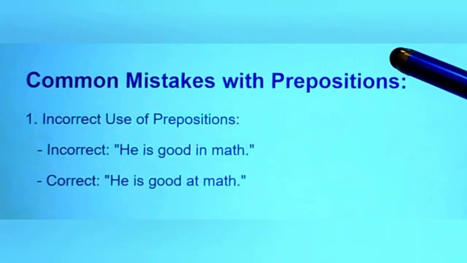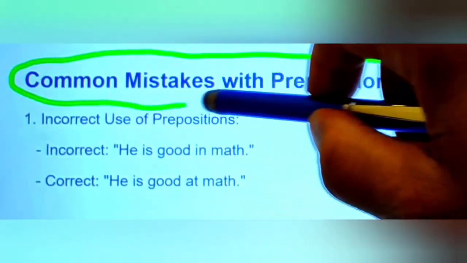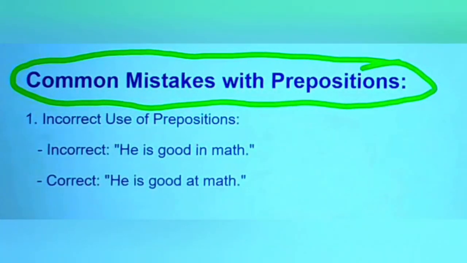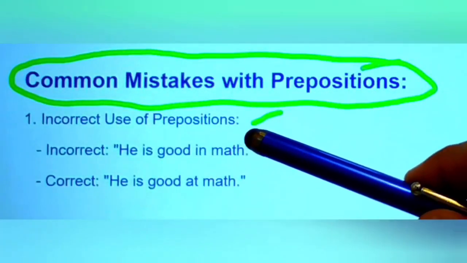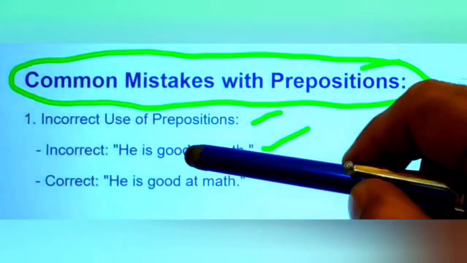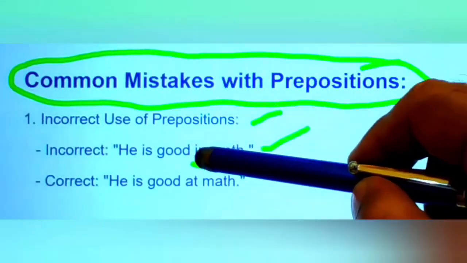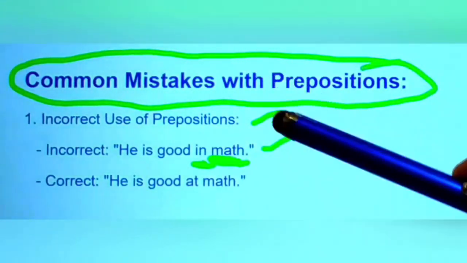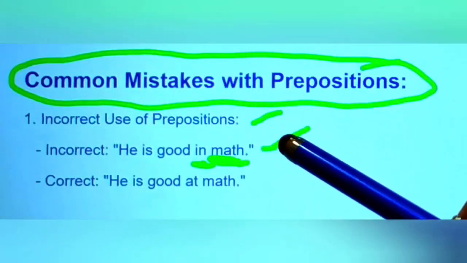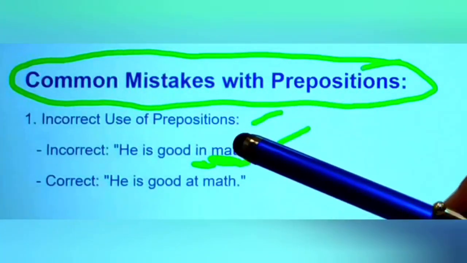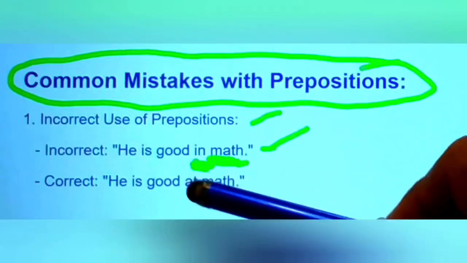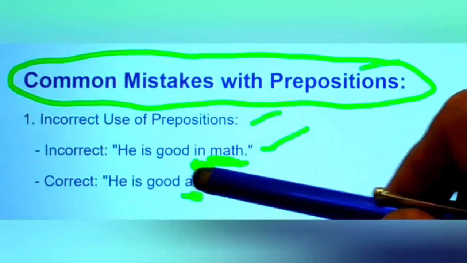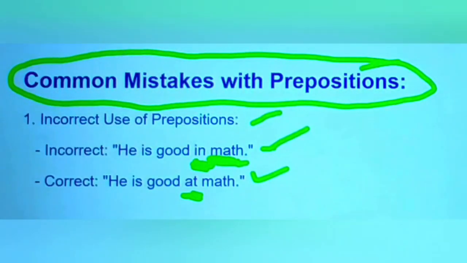Let's describe common mistakes with prepositions. While using sentences, we make lots of mistakes. We take them one by one. First of all, incorrect use of a preposition. The example here: he is good in math, or mathematics. The short form is math here. This means mathematics. He is good in mathematics. So this is incorrect when we use in here. The correct version here is, he is good at mathematics. So this is the correct one.